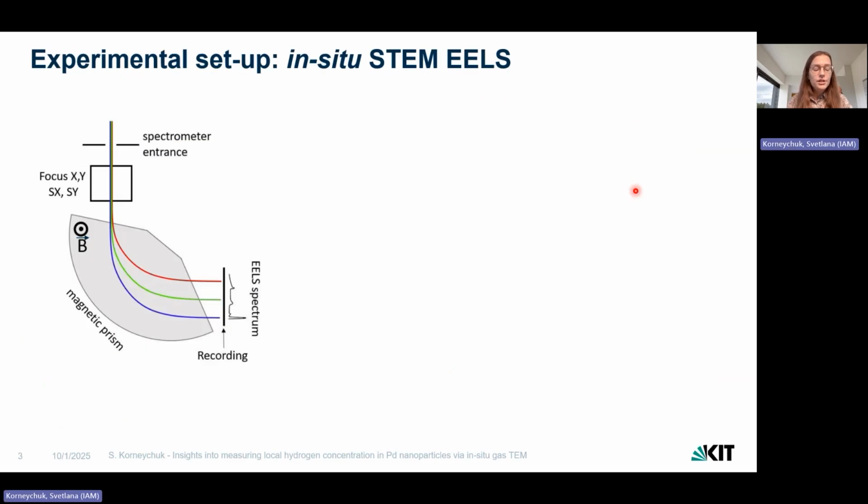So we measured the concentration with EELS in TEM. When highly accelerated electrons of the primary beam interact with the sample, some of them interact inelastically by losing part of their energy, exciting the electrons of the sample to higher orbitals. You can measure this energy loss in the EELS spectrometer by separating the electrons in a magnetic prism and recording the EELS spectrum.